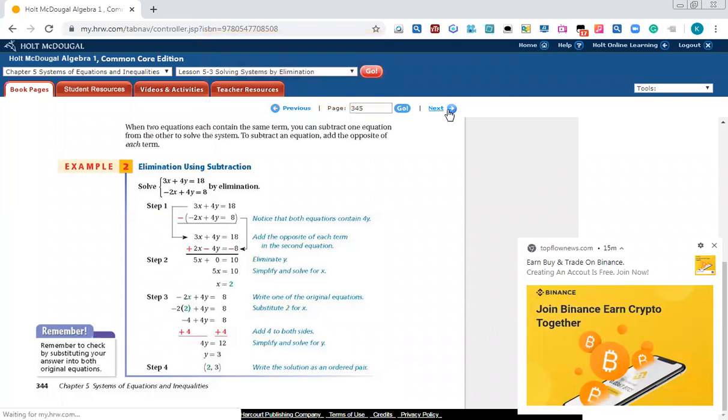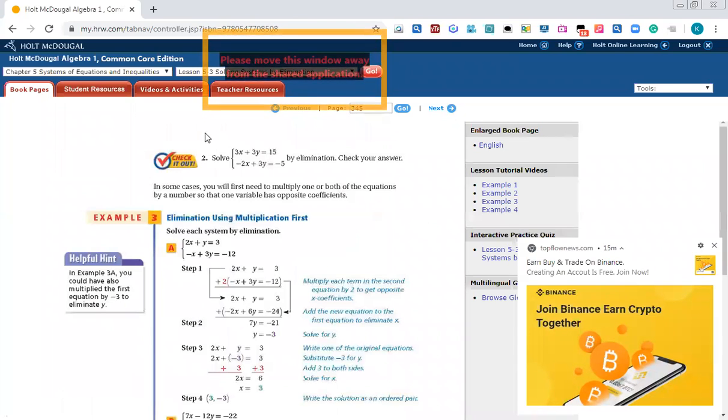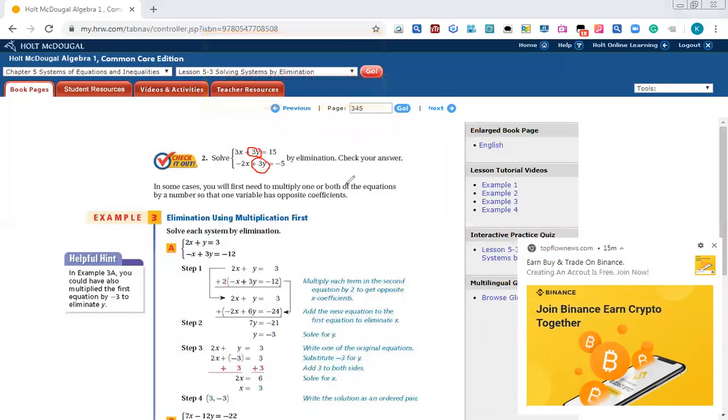So now you can look at the second page. Here, just try to solve this one. 3x plus 3y equals 15, minus 2x plus 3y equals minus 5. First, look what you have here. 3y and 3y. So I have the same sign and same value. So what do you have to do, subtract or add here? We have to use subtraction or addition. Who can guess? Subtraction or addition? Okay, very good, Mira. So we have to use subtraction here because same value and same sign.